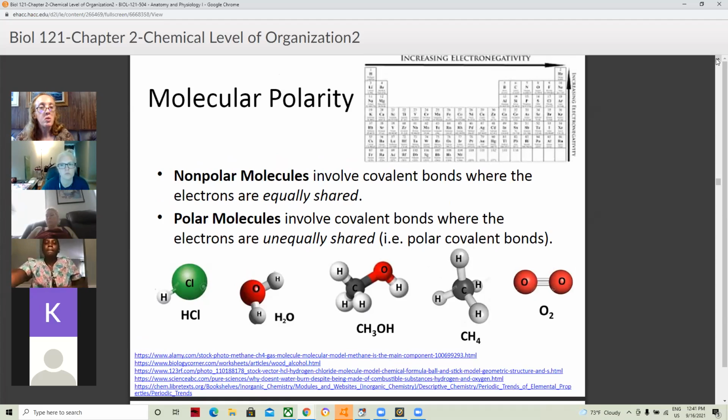And the whole reason you have polar molecules is because you have an electronegative atom that is bound to another atom that isn't as electronegative. The result is that the electrons spend more time around the electronegative atom than they do the atom that isn't as electronegative, or we can call that an electropositive atom. Electropositive meaning that it tends to take on a more positive charge.